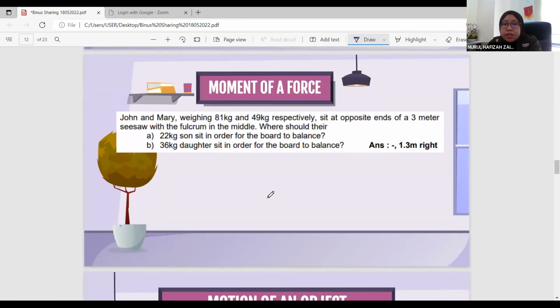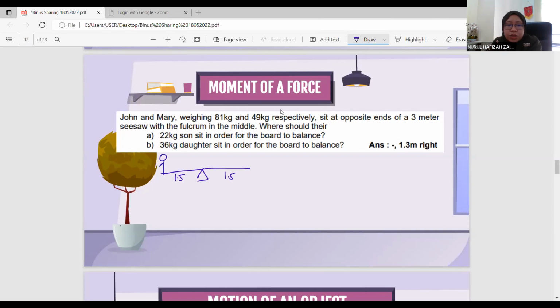This one is a situation of playing on a seesaw. What is the relation with vectors? It's a force. Why? Because John and Mary are persons that have weight, so of course there is a gravitational force, a weight force. John and Mary weigh 81 kilograms and 49 kilograms respectively, sitting at opposite ends of a 3-meter seesaw with a fulcrum in the middle. So we have 1.5 here, 1.5 here.